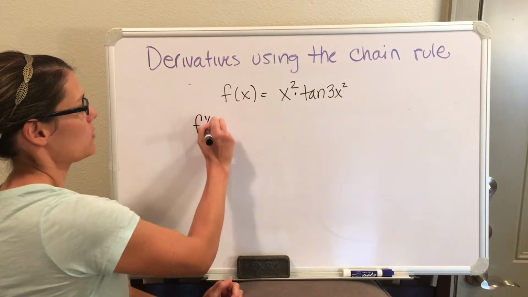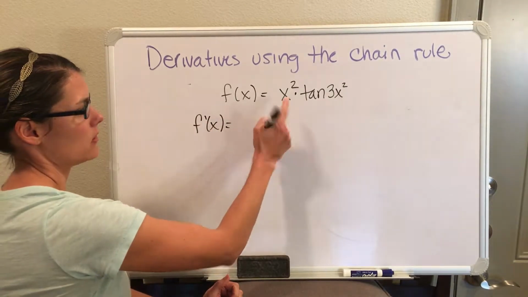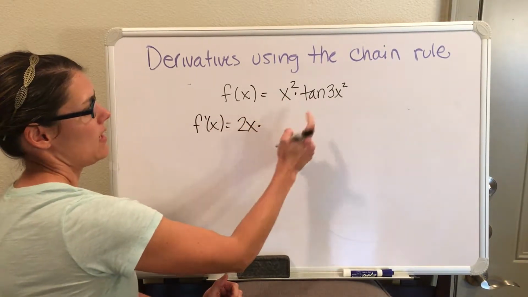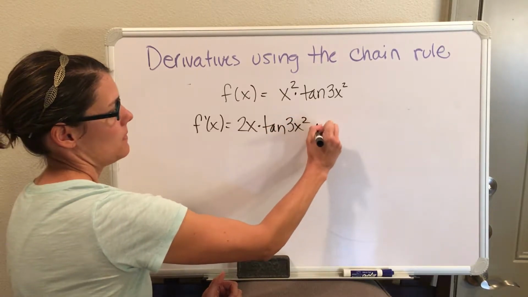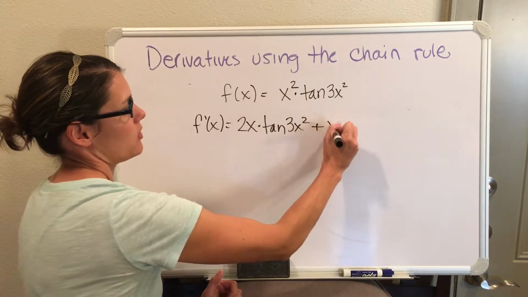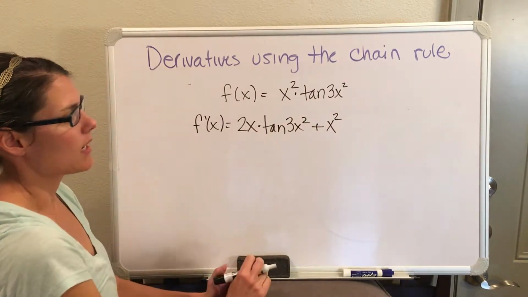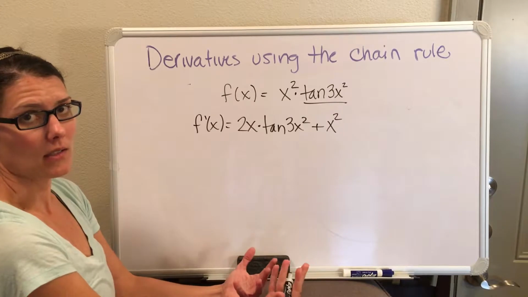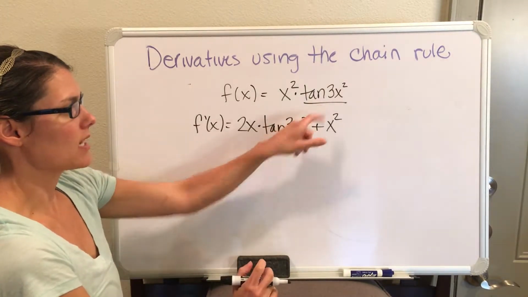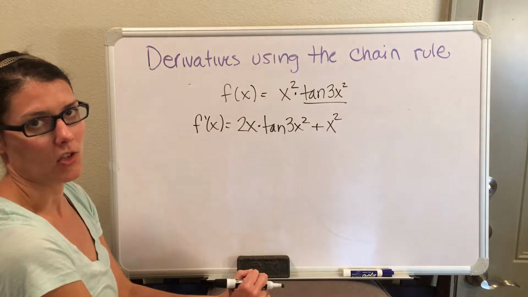So when I'm doing the product rule, I take the derivative of the first function first, and then multiply it to the second, plus the first function times the derivative of the second. But when you look at this function, you have to realize that that is a composite. So when you take the derivative of the second function, you will have to be applying the chain rule.